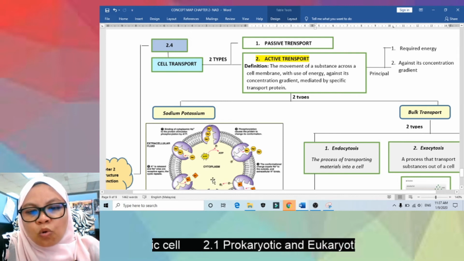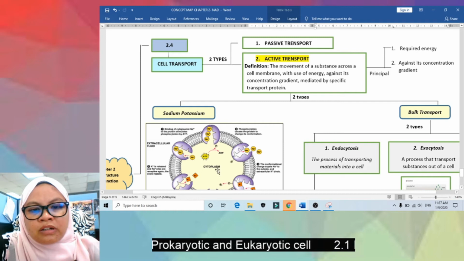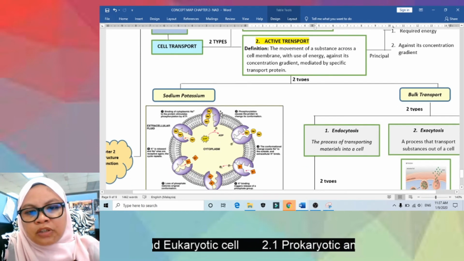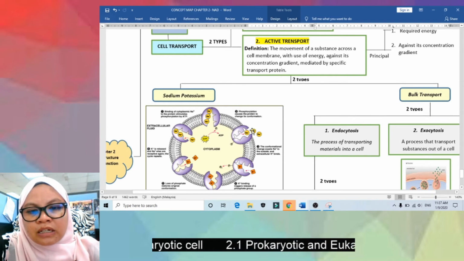Inside the cell has a low concentration of sodium ion compared to outside. So energy is required. For this, we're going to learn the detail during the coordination chapter in semester 2.